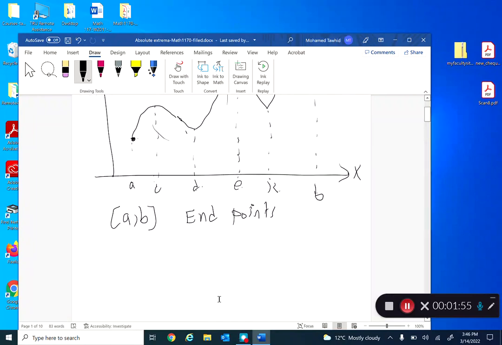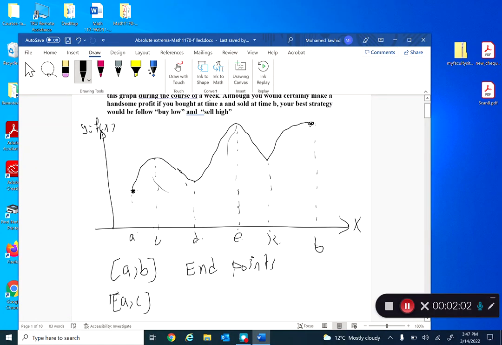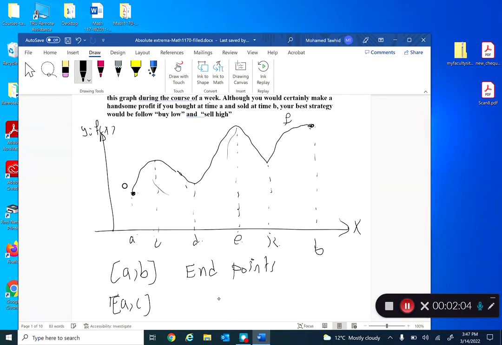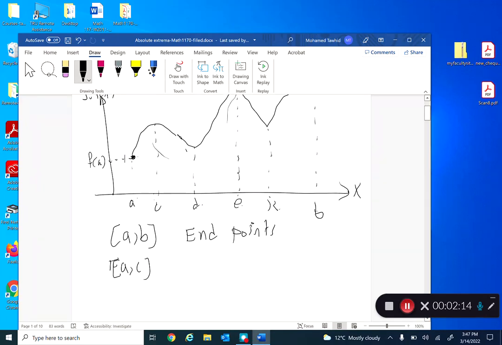If I look at the interval A to C, what is the minimum? Remember, this is the graph of F. The minimum here should be the value of F at A. Your minimum is always for F, because it represents a cost or a price. So where is the minimum? It will be F of A.